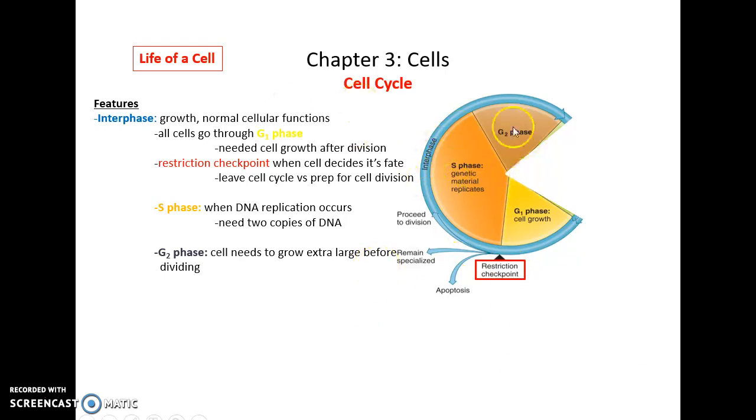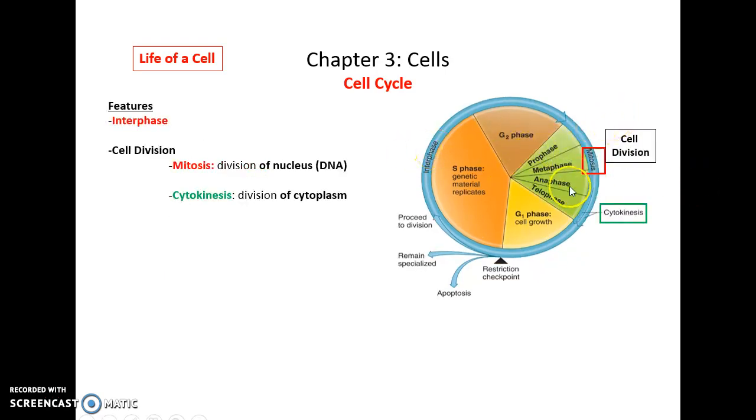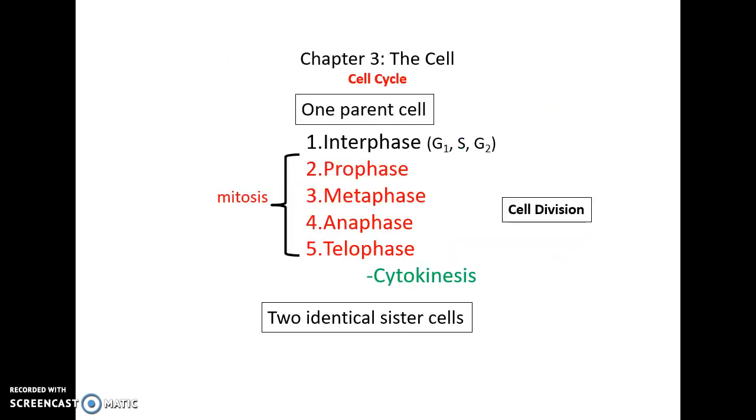Then the cell enters the G2 phase of interphase. Here the cell grows even more, producing more cytosol, more organelles, so that the two new cells that are formed will have enough materials in their cytoplasm to survive. The next phase is, of course, the cell division or mitotic phase. And during the cell division, there are two main processes: mitosis, which is division of the nucleus, aka division of the DNA, and cytokinesis, which is division of the cytoplasm, the entire cell as a whole, becoming two.